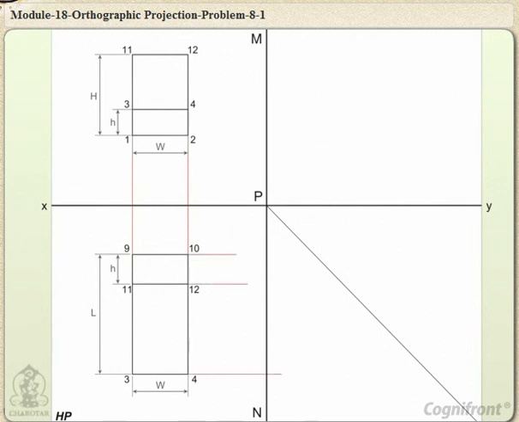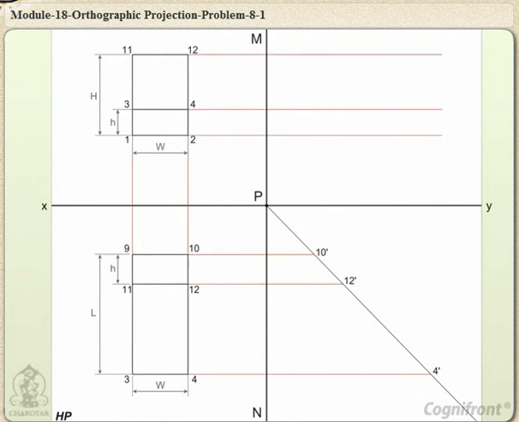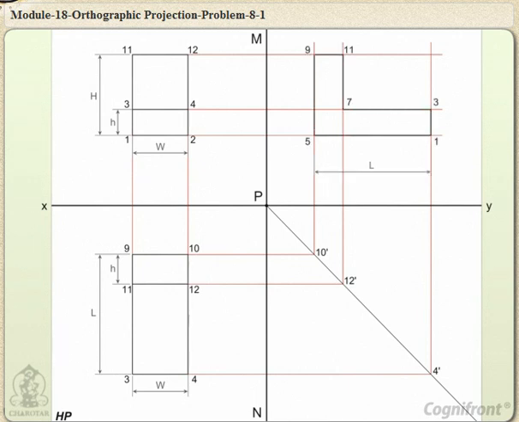Now, draw projectors from the corner points of the top view to meet this inclined line at 10 dash, 12 dash and 4 dash. Next, from the front view, draw horizontal projectors parallel to the line XY. From points 10 dash, 12 dash and 4 dash, vertical projectors are drawn upwards to meet these horizontal projectors. Join the intersecting points to form the side view.